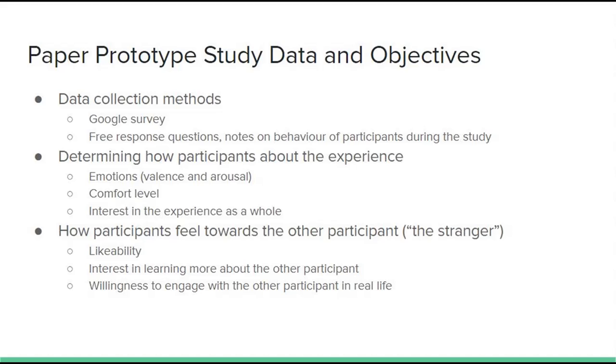For this study, the primary mode of data collection was a Google survey that the participants filled out following each experience, as well as the free response portion, which involved the researchers directly asking the participants open-ended questions. We wanted to determine how participants felt about the experience in terms of emotion, valence or positiveness of emotion, as well as arousal or the energy associated with the emotion, as well as the interest in the experience as a whole and the comfort level throughout the experience. We also wanted to determine how participants felt towards the other participant or the stranger. We focused on likability, interest in learning more about the other participant, as well as willingness to engage with the other participant in real life.